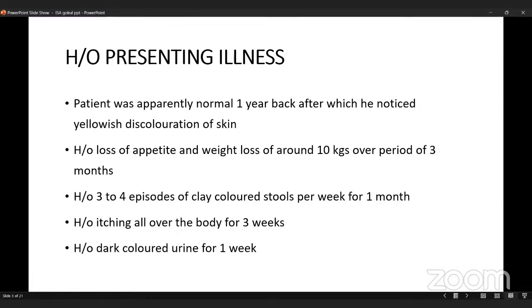And also, he gives a history of loss of appetite and weight loss of around 10 kgs over a period of 3 months. And a history of 3 to 4 episodes of clay-colored stools per week for 1 month. And history of itching all over the body for 3 weeks. History of dark-colored urine for 1 week.